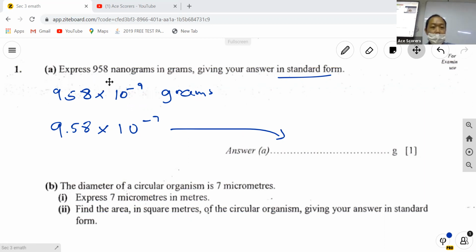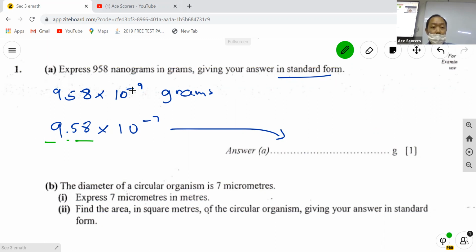Express 958 nanograms. Nanograms is 10 to the power negative 9. So we write this out first, right? 958 times 10 to the negative 9 grams. And then after that, we convert to standard form. So standard form, the idea is you should have a number, then decimal, followed by a number like this.